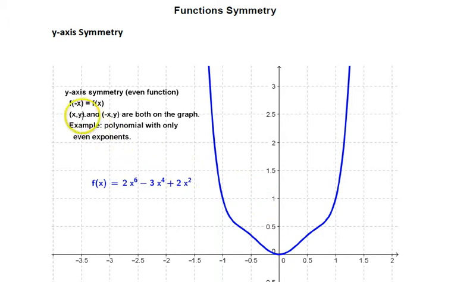Another way to say it is that if you have the point x, y on the graph, such as right here, then negative x, y, which is on the other side of the origin at the same height, will also be on the graph. These types of functions are also called even functions because every polynomial with only even exponents has y-axis symmetry. Our example here is a polynomial with only even exponents.